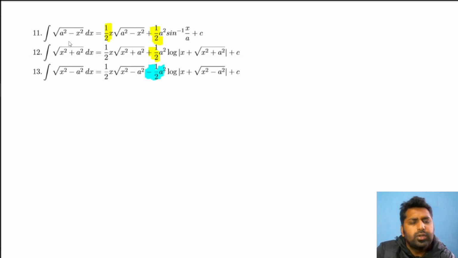Okay, and then think of the integration of 1 upon square root of a square minus x square, that was sine inverse x by a. Square root of a square plus x square, that was log of x plus square root of x square plus a square. Square root of x square minus a square was log of x plus square root of x square minus a square. So x by 2 with the same numerator, plus half of a square into the integration if it was in the denominator, apart from the last one. So be careful with this negative sign, that's it.